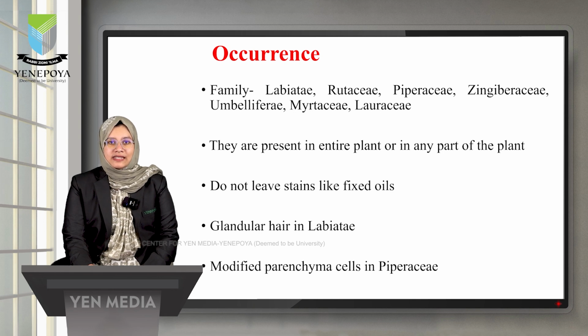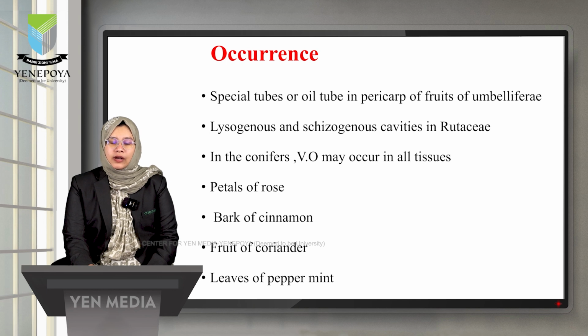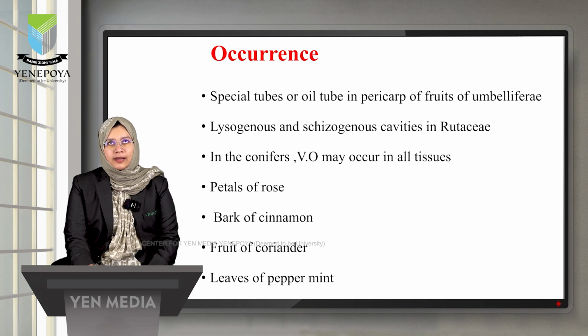They do not leave stains like fixed oil, because fixed oil will stain, but volatile oil will evaporate. So glandular hair in Labiatae and modified parenchyma cells in Piperaceae, and also oil tubes in the pericarp of fruits of Umbelliferae. Fruits of Umbelliferae means fennel, coriander and all, and lysigenous and schizogenous cavities in Rutaceae, and clove oil is present in schizogenous cavities.